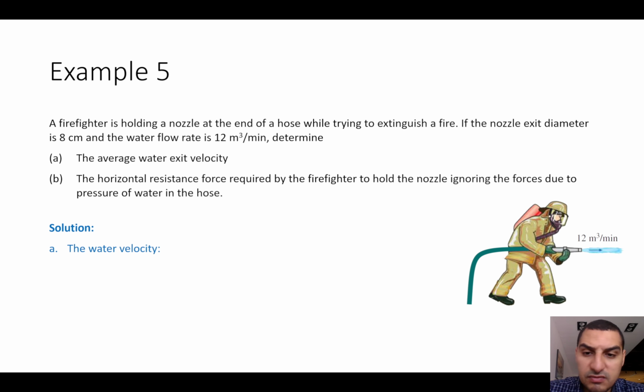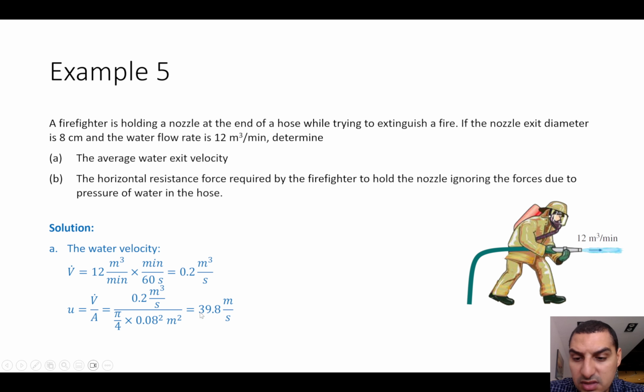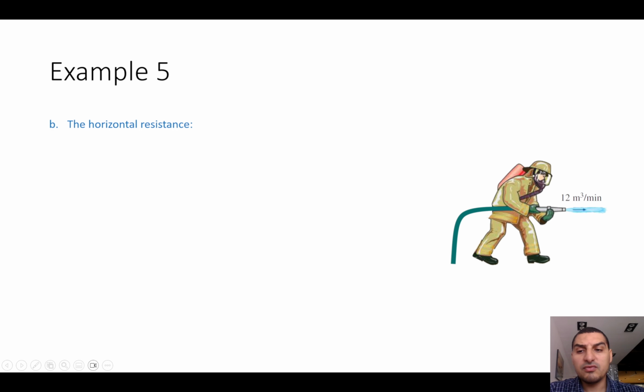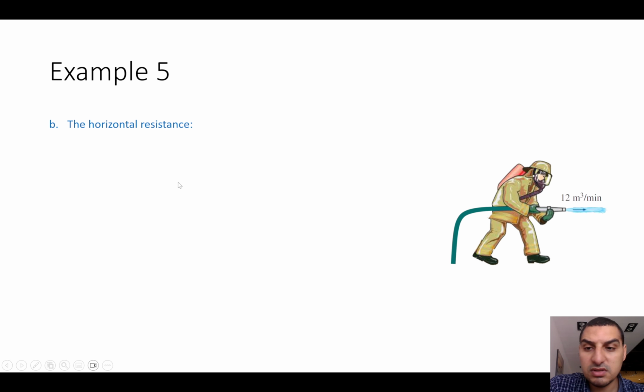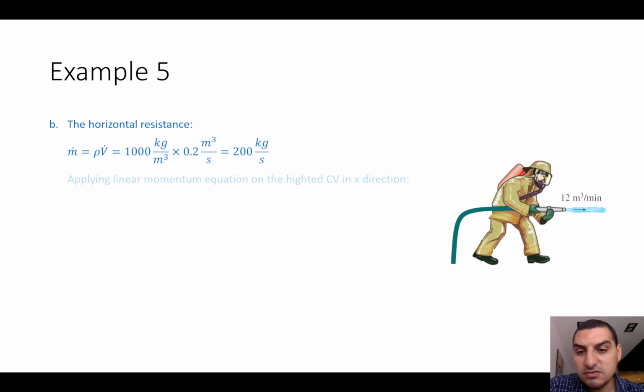The velocity is the volumetric flow rate divided by the area. I converted the volumetric flow rate into cubic meters per second, and we already know the diameter, so we calculated the velocity. For the second part, we are interested in the horizontal resistance, so we'll need the mass flow rate, which is easy to calculate. We know the volumetric flow rate; multiply by the density, and we get the mass flow rate.